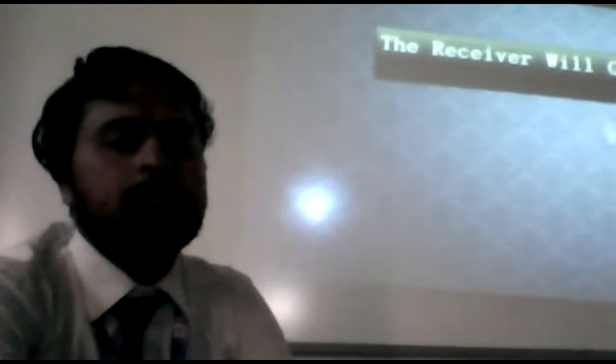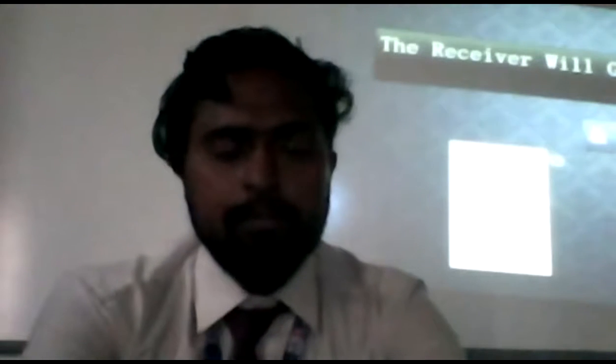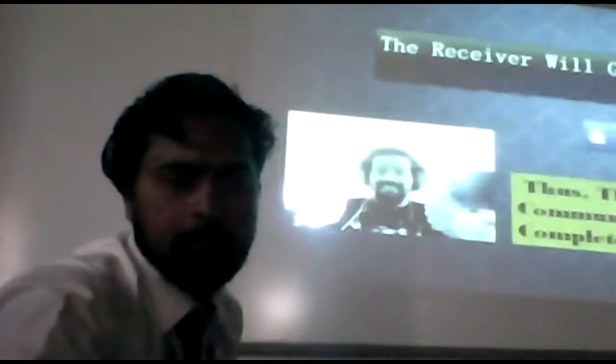This is the final step, and if the receiver understood what the sender wanted to convey, he gives feedback so that he understands what the sender wanted to say. The receiver will give feedback after receiving the message from the sender. This is also a communication plan. Thus, the process of communication is finally completed after feedback.